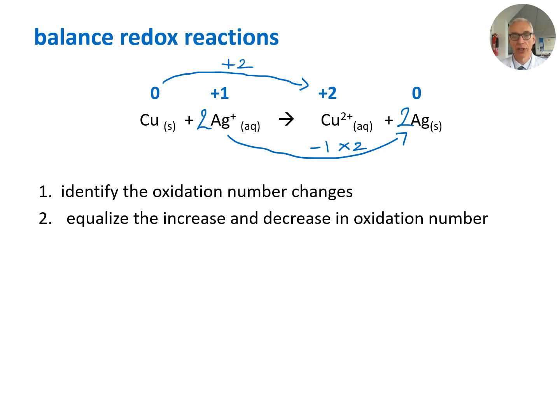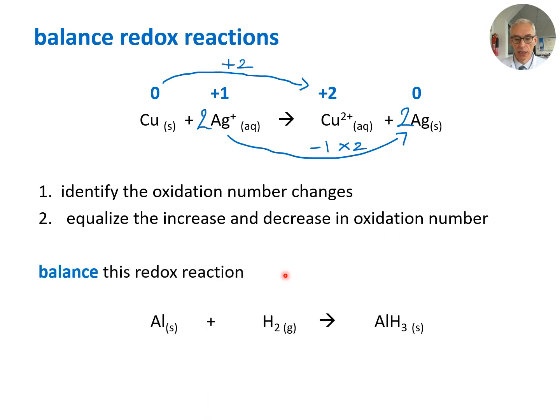So now we've got an increase in oxidation number of +2 and a total decrease of -2. So we have equalized the increase and decrease in oxidation number. So using that method, balance this redox reaction. Pause, come back to check against my answer when you are ready.